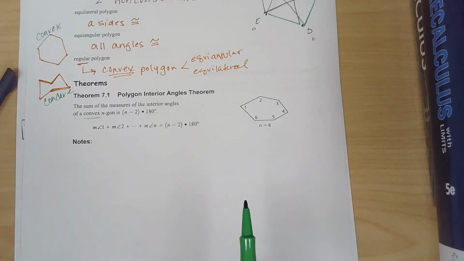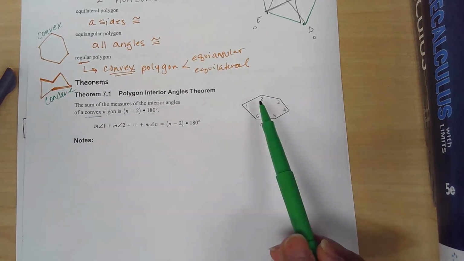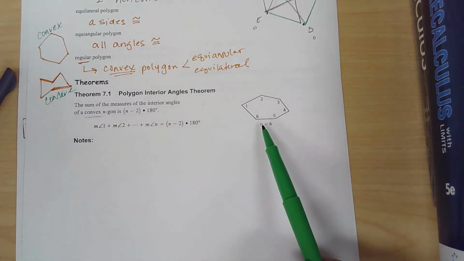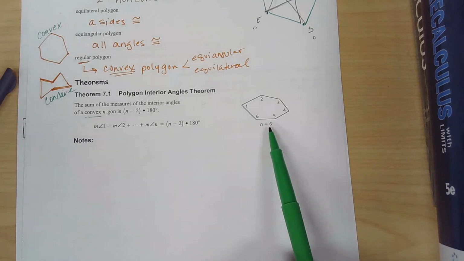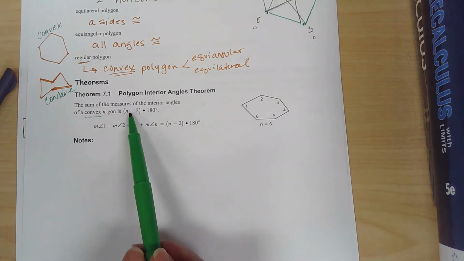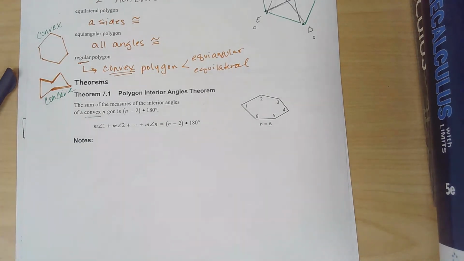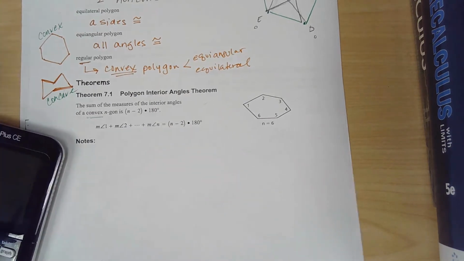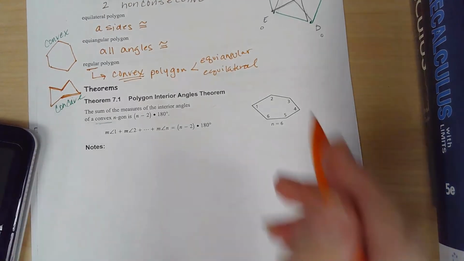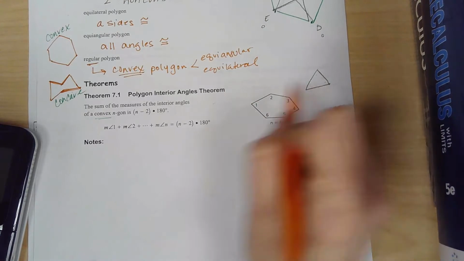So, for example, if I have a 6-sided or hexagon figure, n equals 6, right? So the sum of the measures of the interior angles would be 6 minus 2, so 4, times 180. And so that would be the sum of all the angles inside. So think about a triangle, right? We already know that a triangle has 180 degrees, right? All 3 angles of a triangle add up to 180 degrees. That's because there are 3 angles on the inside, right?